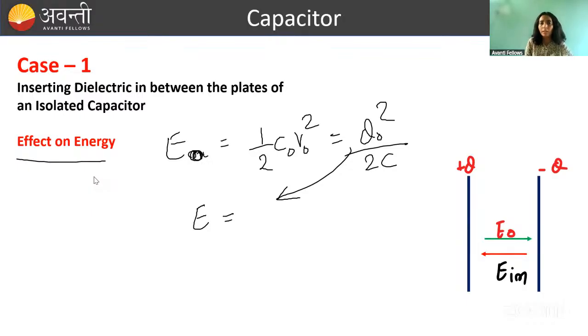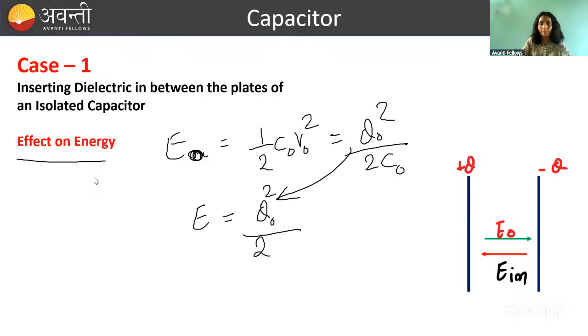ठीक है, and if you calculate what final energy after the insertion of dielectric, so let's indicate it by letter E. E will be equal to how much? Q is not going to change, right? So Q तो Q naught ही रहेगा, because just now we have seen even after inserting dielectric, charge is not going to change. So Q naught square by 2. C का क्या होगा? Initially it was C naught. C का क्या status होगा?